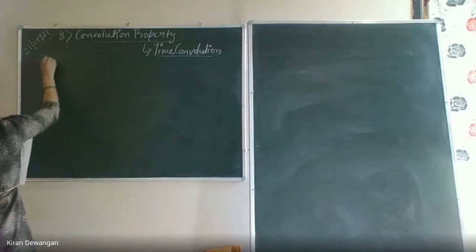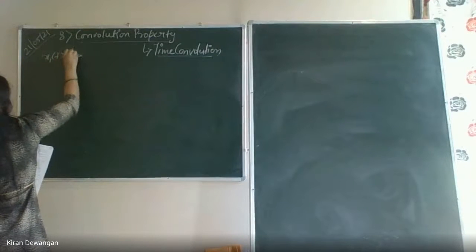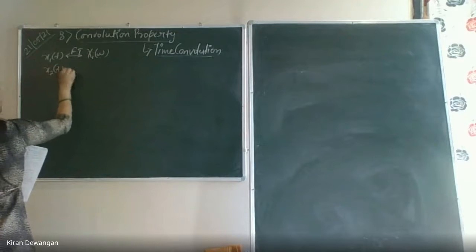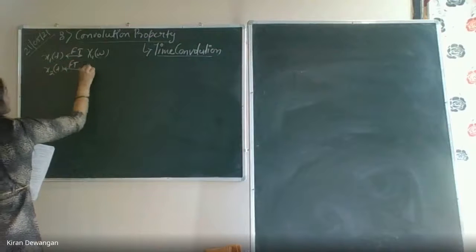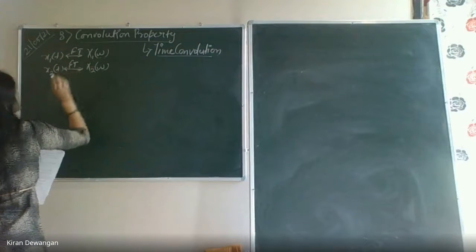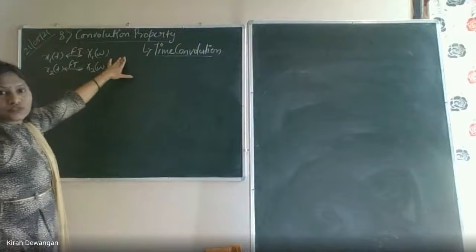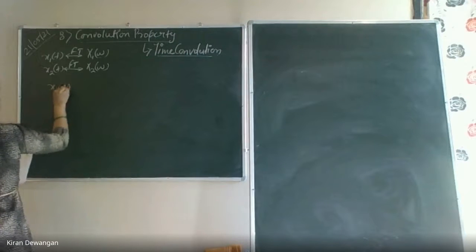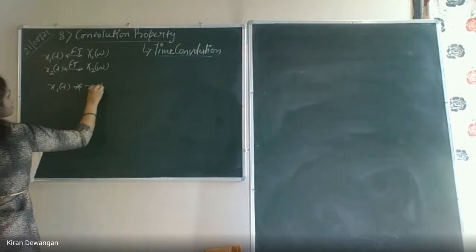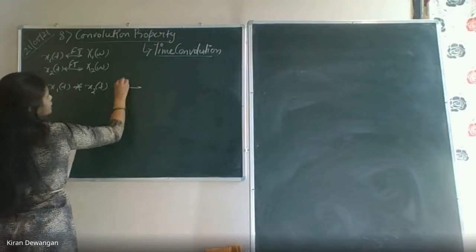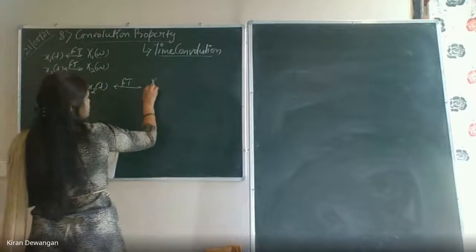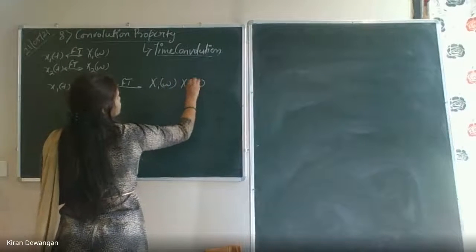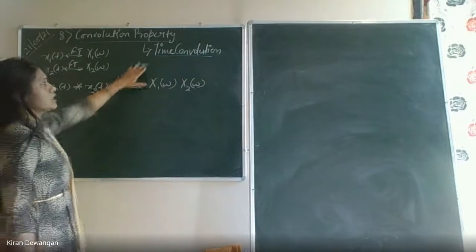Now if I am having x1(t) with the Fourier transform X1(omega), and x2(t) has the Fourier transform X2(omega), then if I am taking x1(t) convolution x2(t), the Fourier transform is very simple. It is multiplication in the frequency domain, X1(omega) into X2(omega). So that is what it means, the time convolution property.